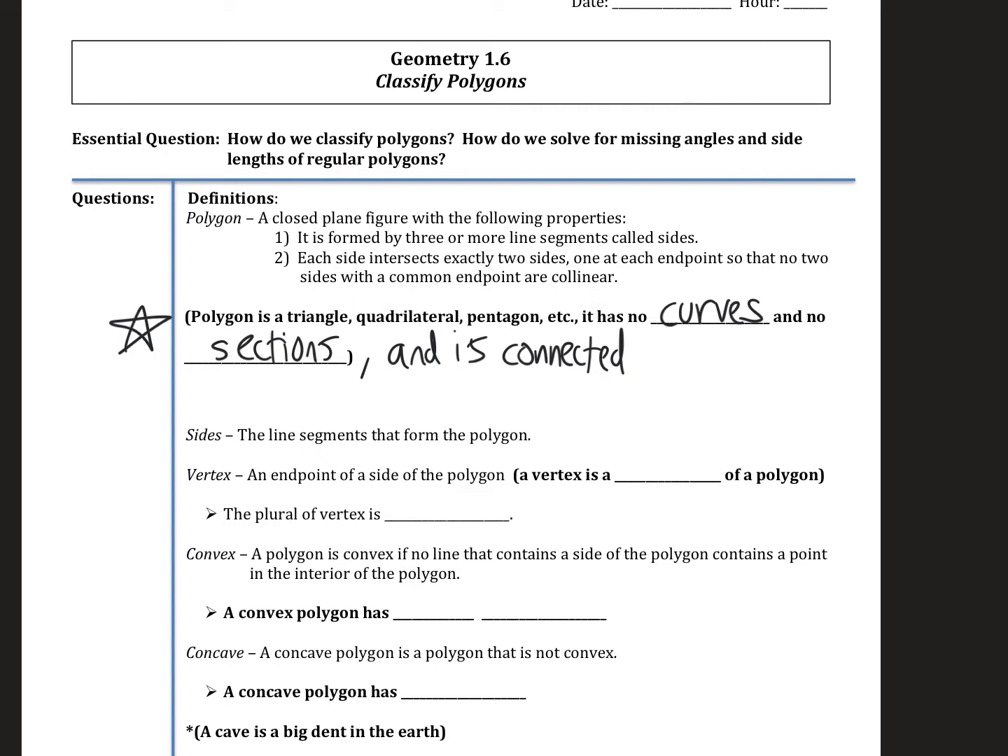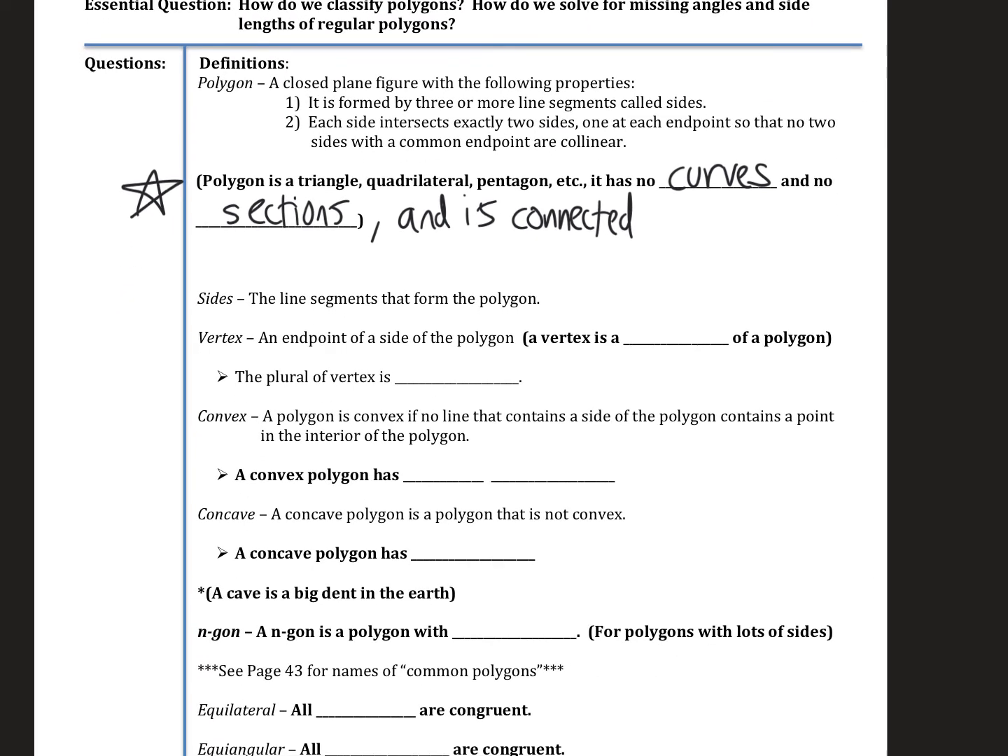Okay, so the side. Let's draw a shape here. I'm going to try to draw a polygon. How many sides is that there? That is 5 sides, which makes it a pentagon. Okay, so the sides are going to be just basically the line segments here. Those are the sides.